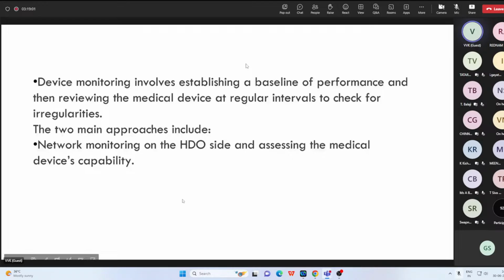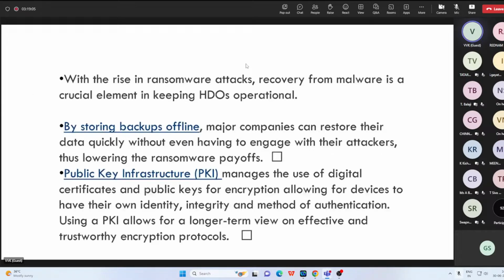If there are malware attacks on these systems, how do we come out of them? The first one is to always store the backup data, patient data, offline. That means even if the system is attacked, you still have the data with you. And then PKI, the use of public keys and private keys, has to be used effectively.